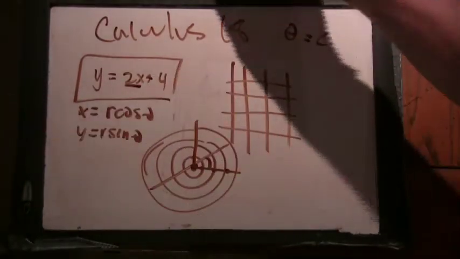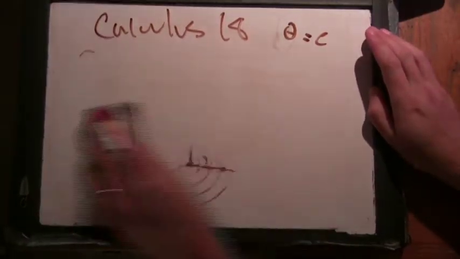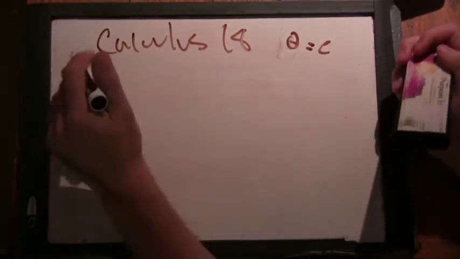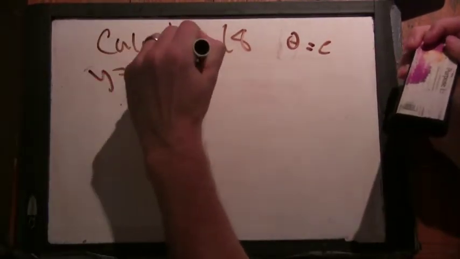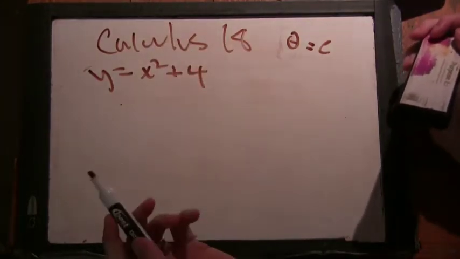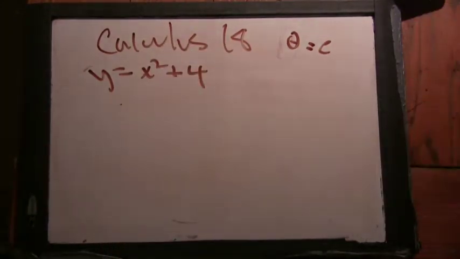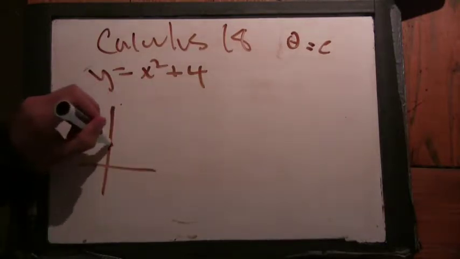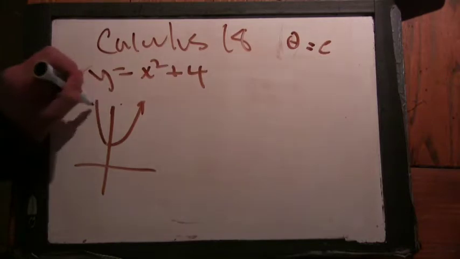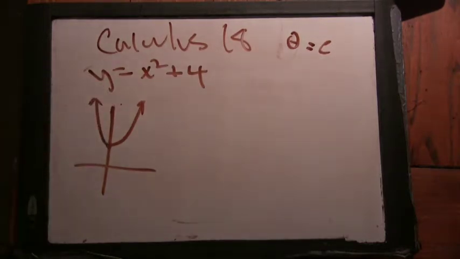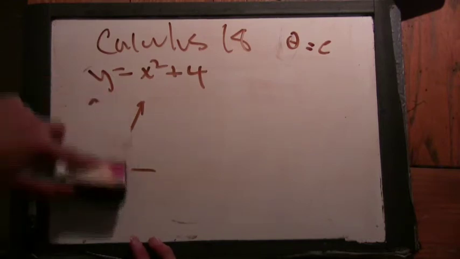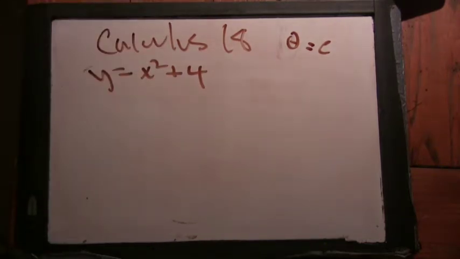Okay, so here is going to be a nice, happy rectangular equation. y equals x squared plus 4. Alright, what is that? This is a parabola. It looks like that. So, this is pretty easy to represent in our normal rectangular coordinates. Let's see what happens when it's in polar coordinates.